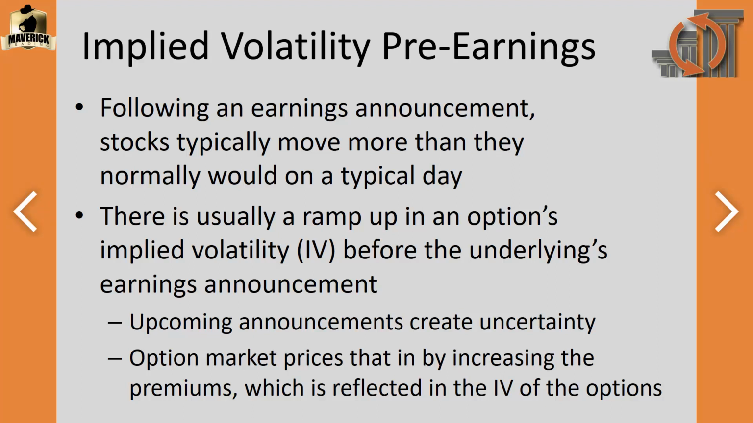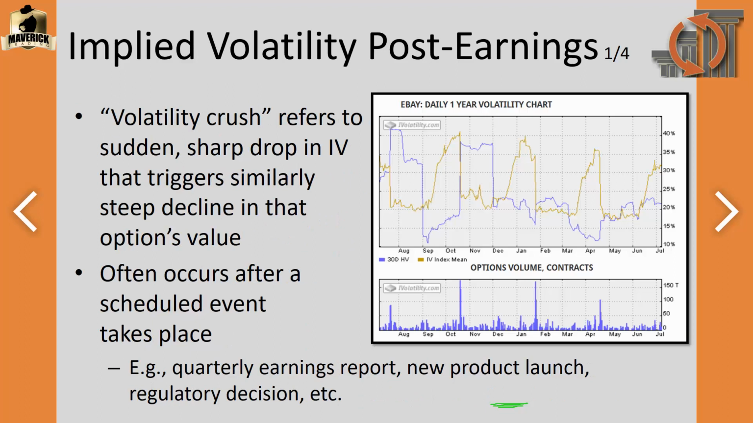The uncertainty causes the option prices to increase. Implied volatility of the options tends to increase pre-earnings. What does it do once the earnings come out? Well, normally you get a volatility crush situation. Not always, but usually that's the case, which means there's all this anticipation. And then the announcement comes out and they give their report, the decision's made. And what happens to the implied volatility?